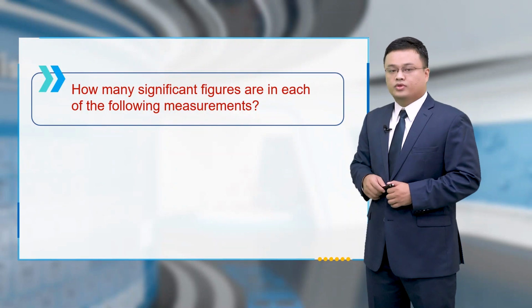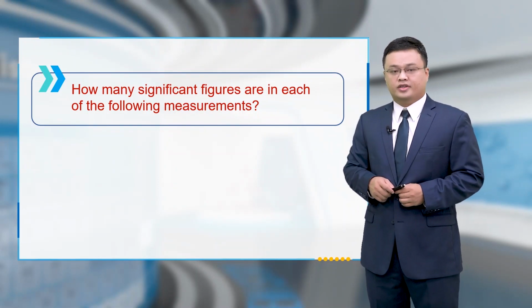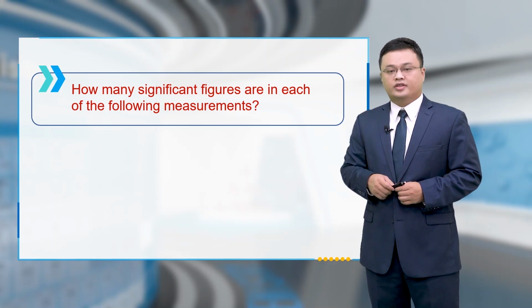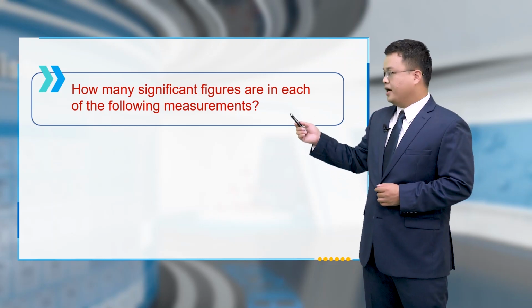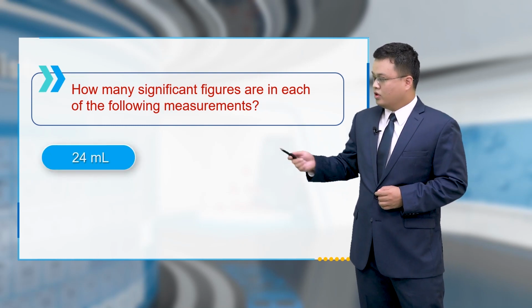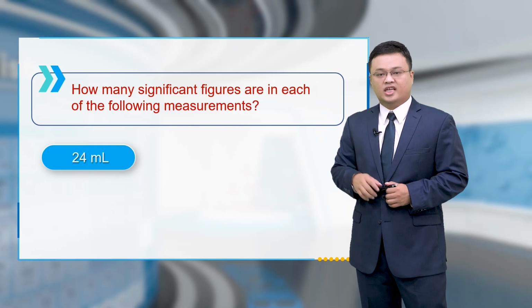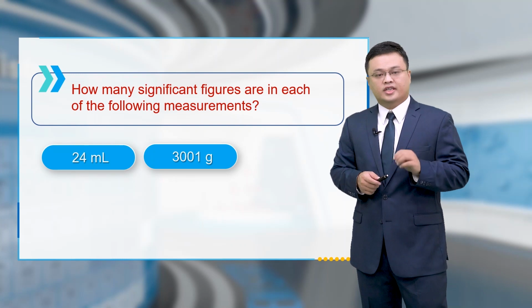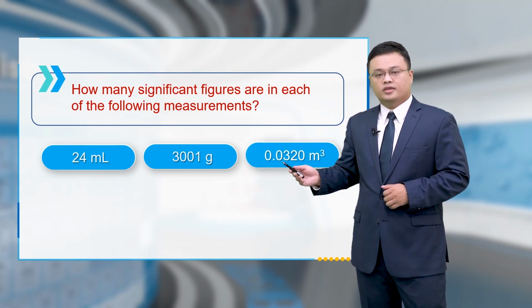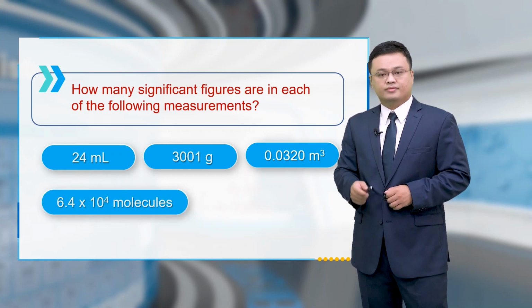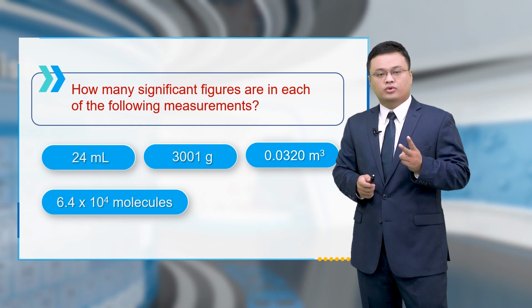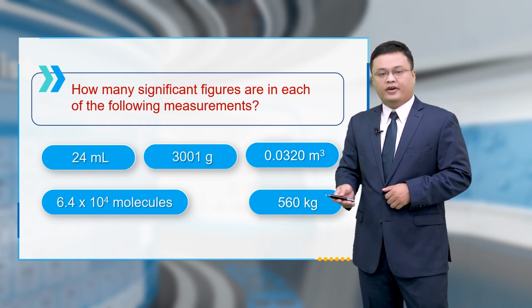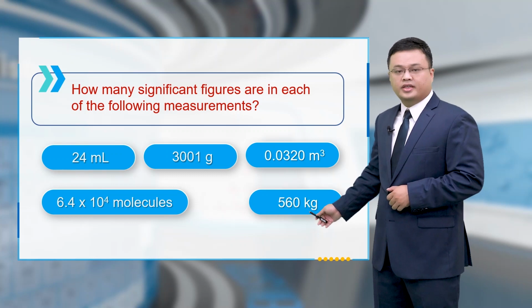Let's work on an example to understand the calculation of significant figures. How many significant figures are in each of the following measurements? 24 milliliter, two significant figures. 3001 gram, four significant figures. 0.0320 cubic meter, three significant figures. 6.4 times 10 to the power 4 molecules, two significant figures. 560 kilogram, three significant figures.